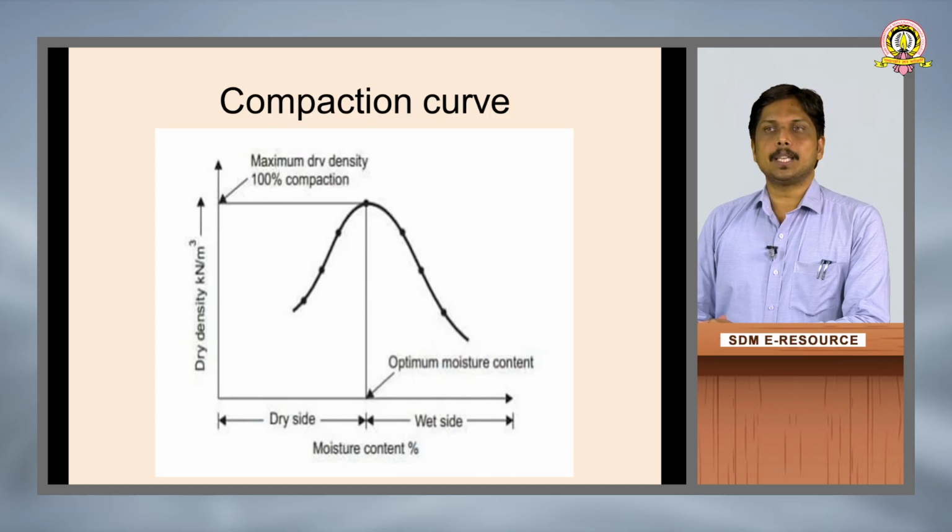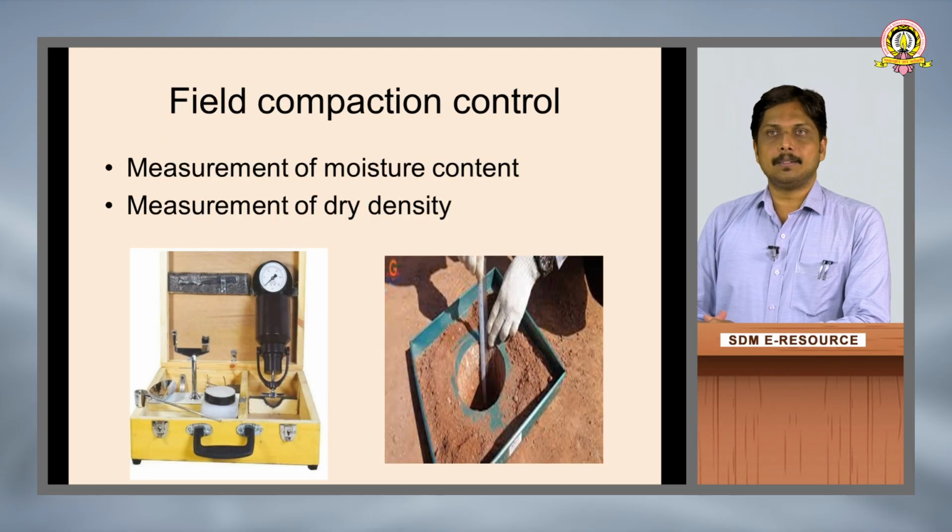Therefore, one thing is very clear from this: the maximum density can be achieved only when the water content present in the soil is equal to optimum moisture content. Therefore, we need to know what is the optimum moisture content for that particular kind of soil and what is the densest state up to which we can compact that soil, right. So, here we need to follow the procedure like this.